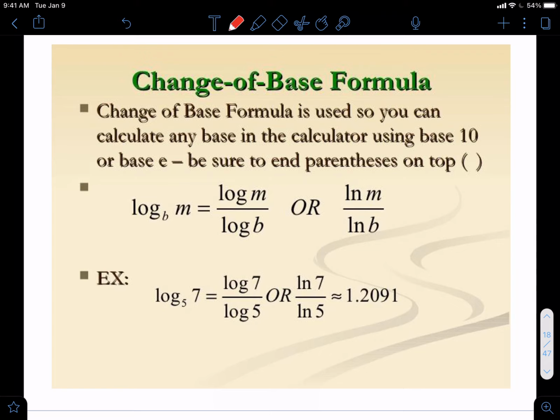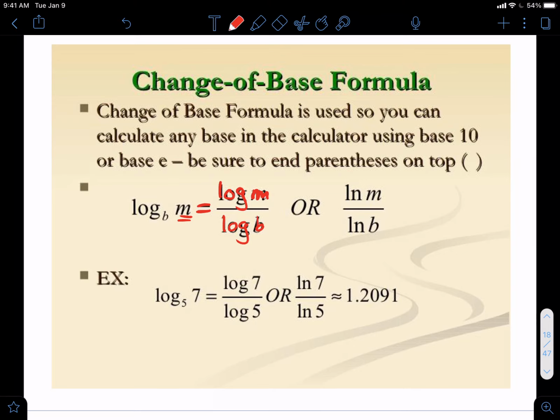Be sure to end the parentheses on top. Okay, so this is what we're saying. If I have the log base b of m, I can say that this is exactly equal to the log of m, right? So the log of the big number divided by the log of the base. And that will evaluate the exponent that would have made that true.